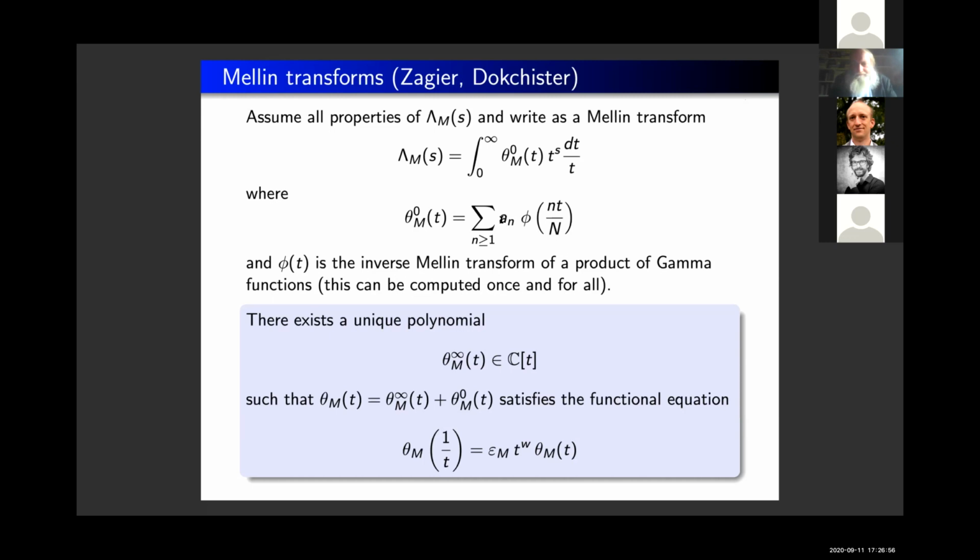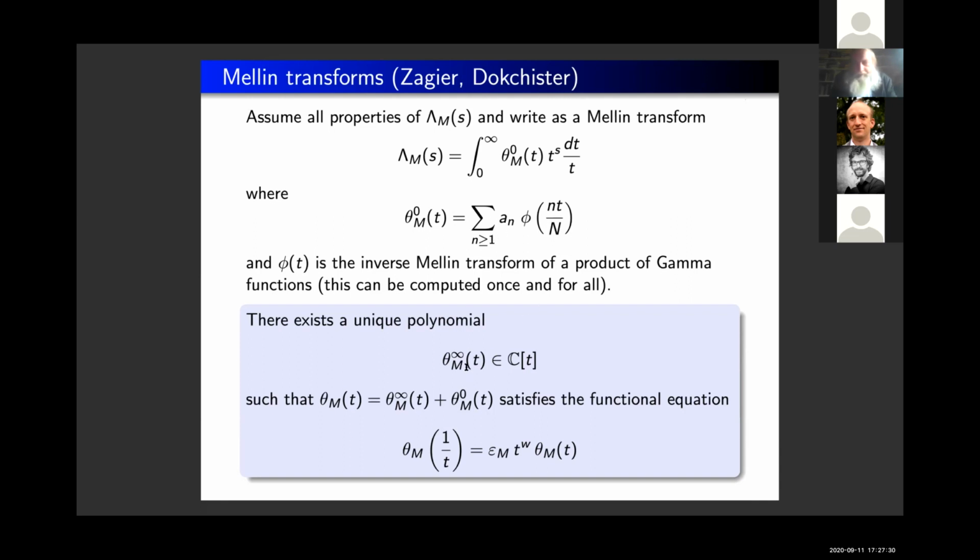And this function theta, you can write it down. It's just the sum of a_n, the same coefficients that occurred in the Dirichlet series, times some function phi. And this function phi is typically an exponential. It's given by some inverse Mellin transform of the gamma factors. So the great thing about this is that if you're looking at L functions with a certain type of gamma factor, you just compute this function phi once and for all, and then you've got a universal recipe for all your L functions of that type, and you can just write down these theta series.